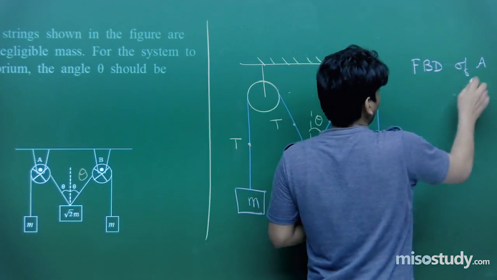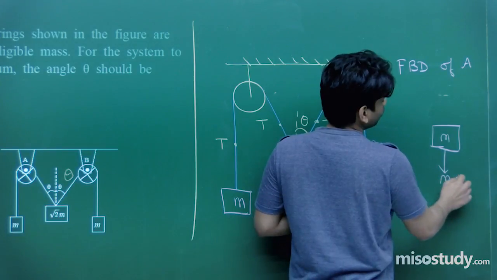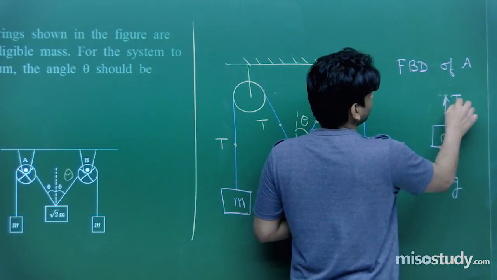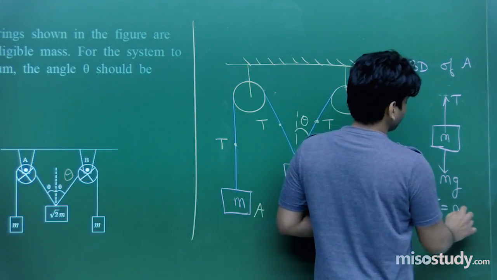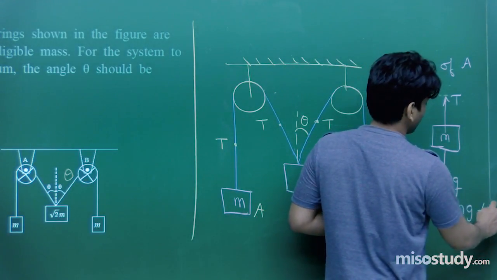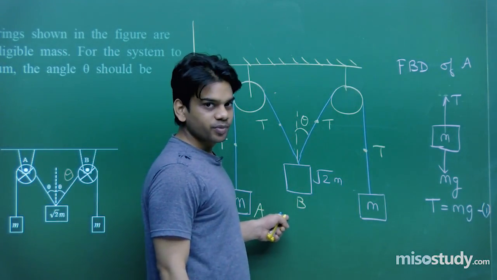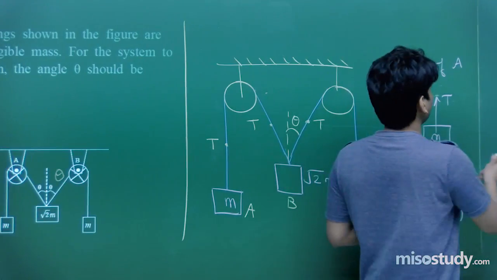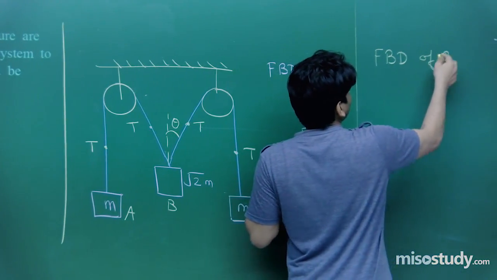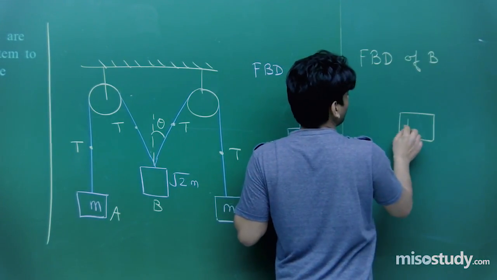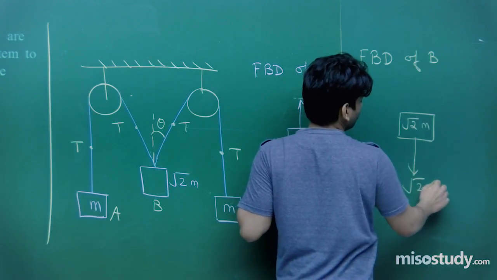FBD of A: I'll be having this block of mass m, force due to earth acting as mg, tension in the string that is T. So we easily obtain that tension will be equal to mg. Equation number 1 obtained. If we make FBD of this block B, everyone look here. So we have an object of mass root 2m. The forces acting on this is root 2 mg.